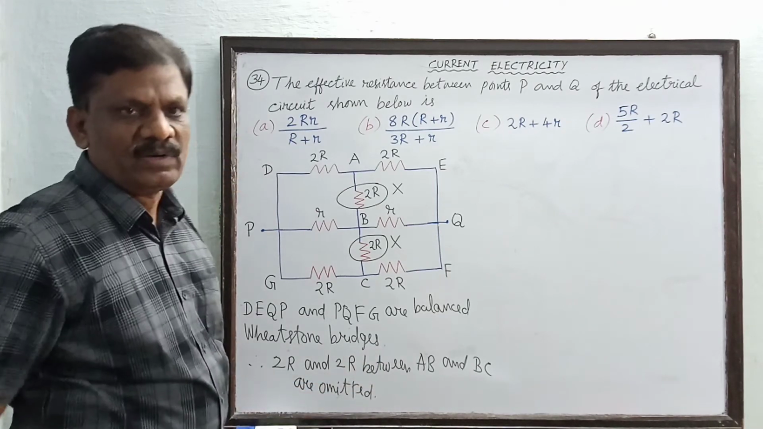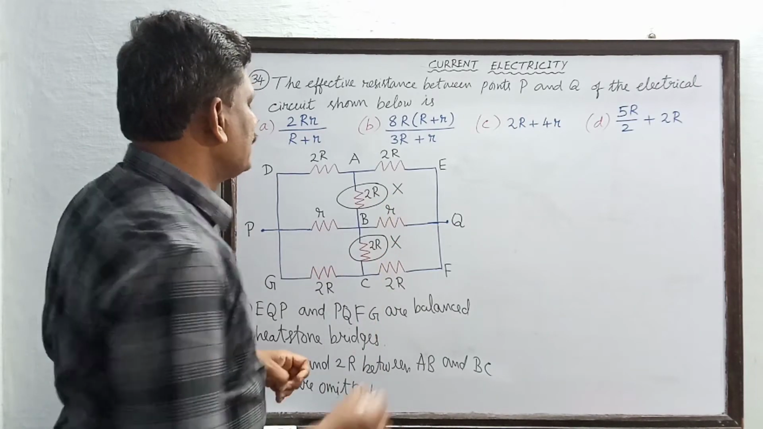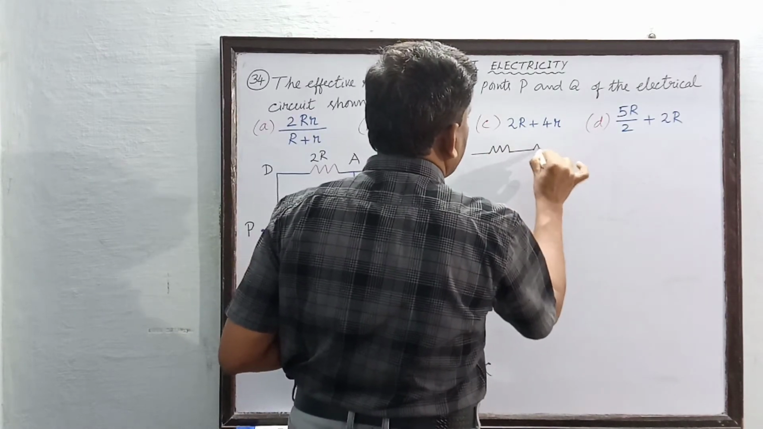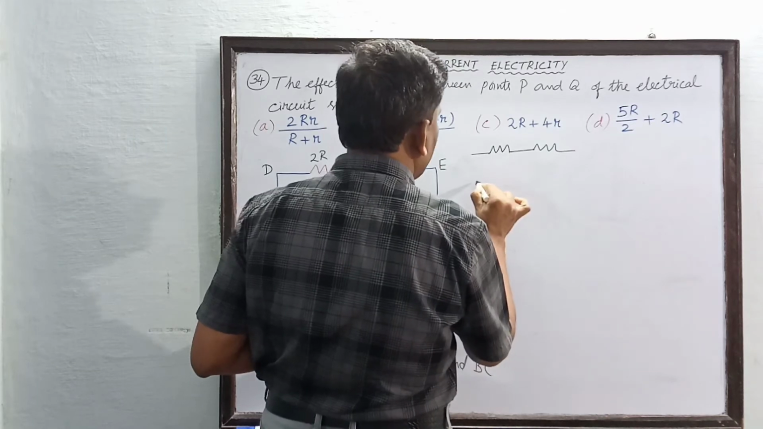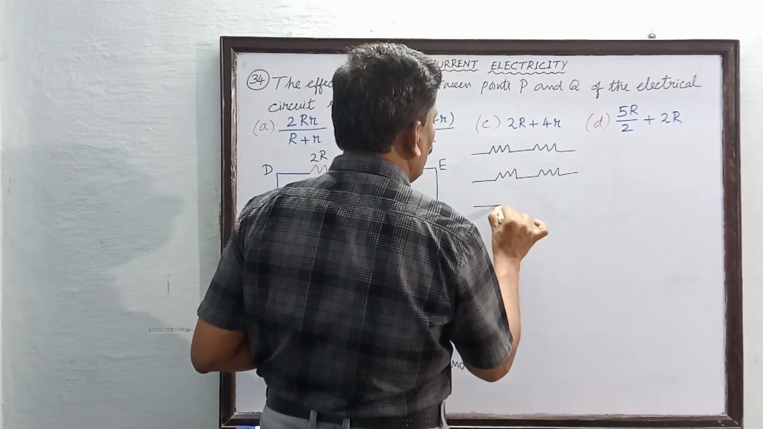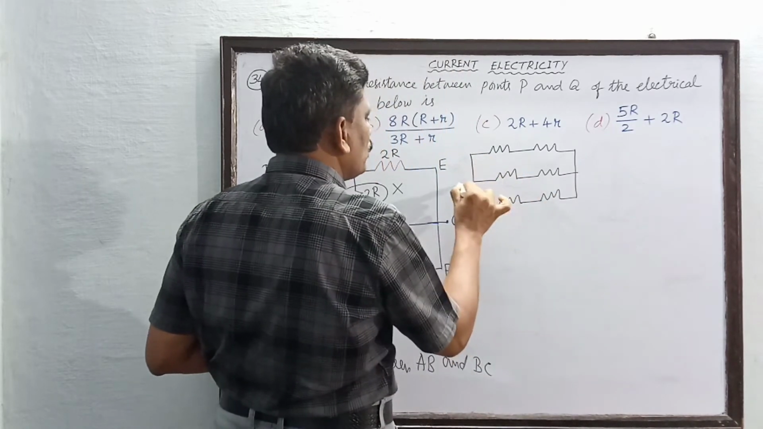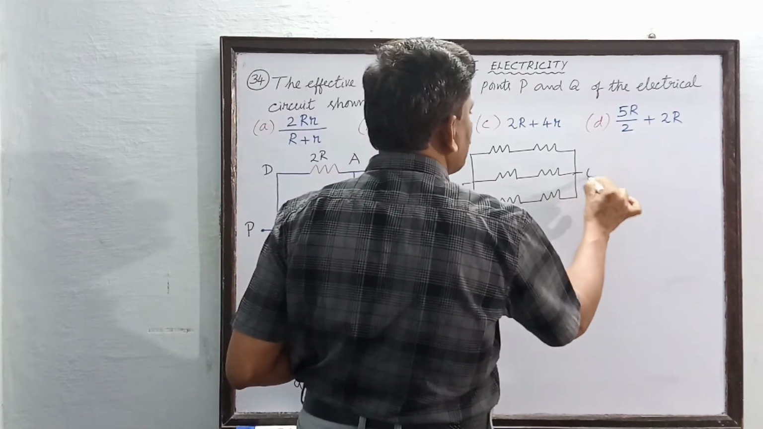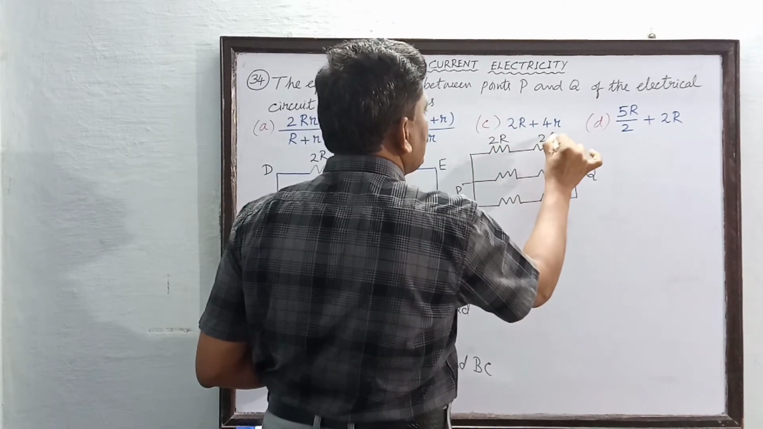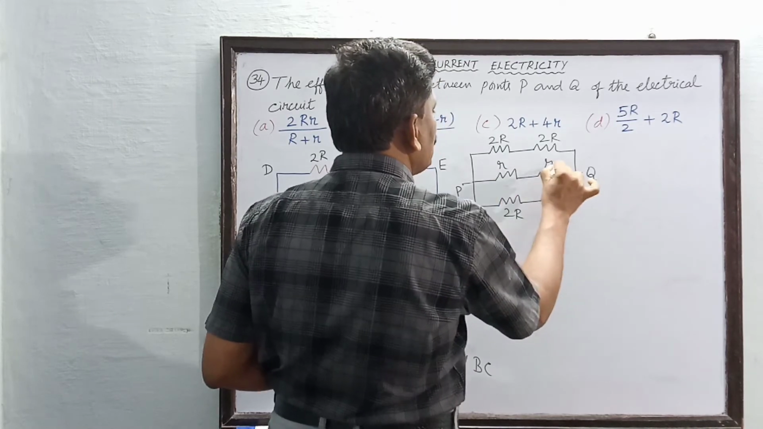Afterwards, it is very simple. If you remove these 2R and 2R, the circuit gets reduced like this, is it not? Here this 2R is in series with another 2R. In the middle arm, this small r is in series with another small r. In the lower arm, 2R and 2R are in series. This point is P and this point is Q.